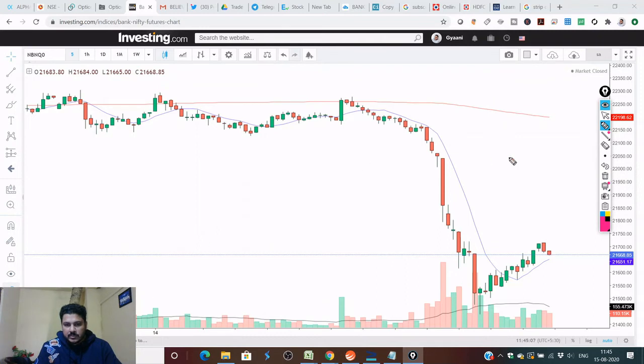So this is a very simple method of trading. I use this in my trading, and you can simply follow these two rules, that you have to always trade in the direction of the 20 period moving average. Always trade in that direction.